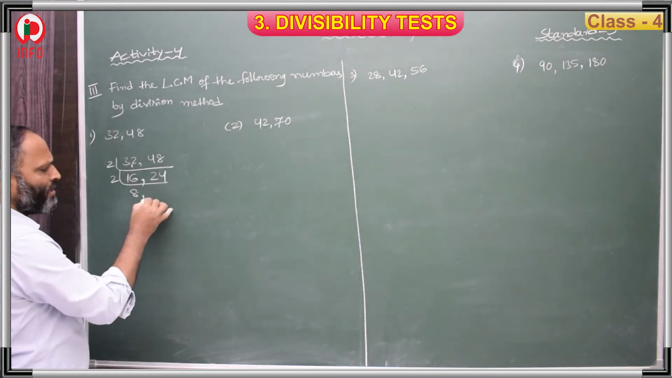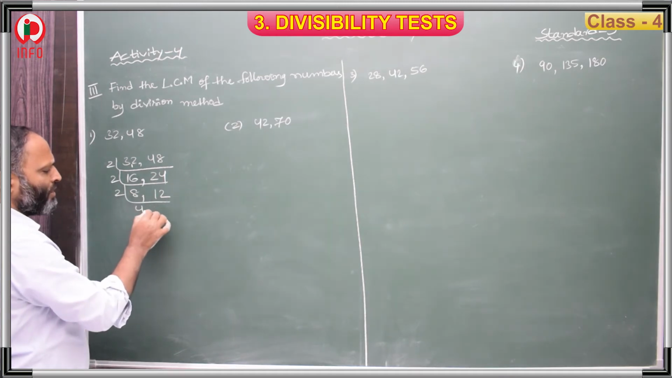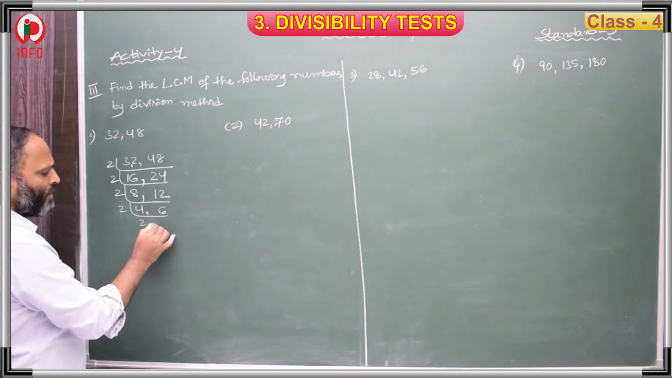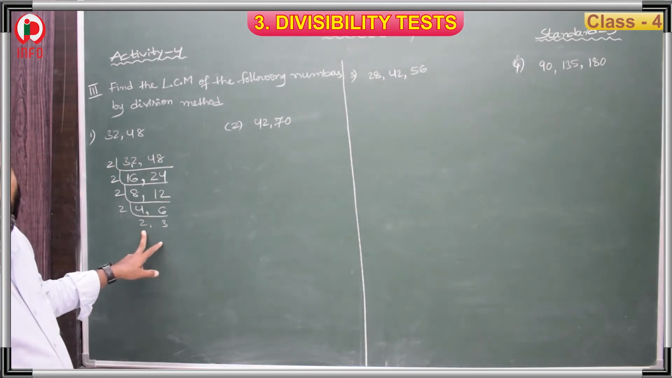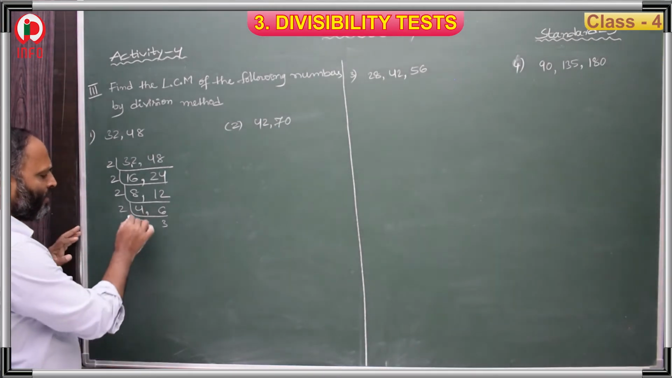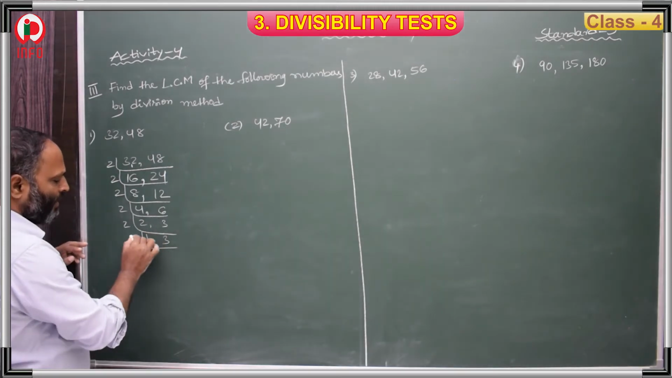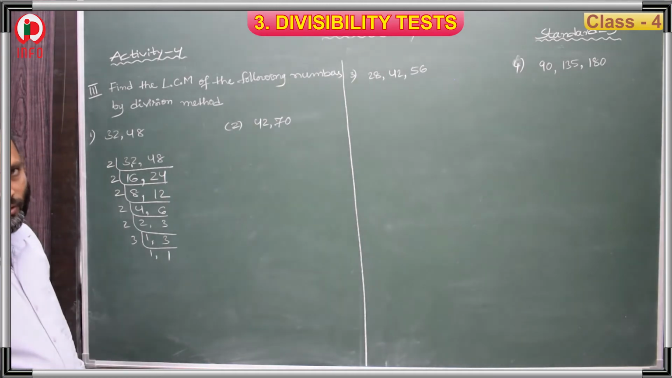2 eights are 16. 2 ones are 2, 2 twos are 4. Again with 2: 2 fours are 8, 2 sixes are 12. Again with 2: 2 ones are 2, 2 twos are 4... 2 and 3 are prime numbers, so there is no need to divide again. Stop here. If you want to continue, that is your wish. Like this, 2 ones are 2, and again 3: 3 ones are 3. In this way also you can do.